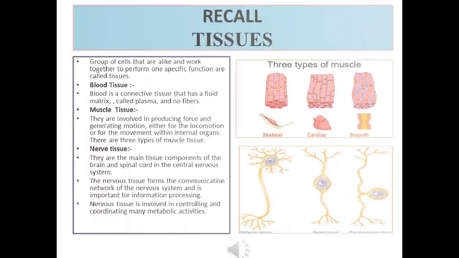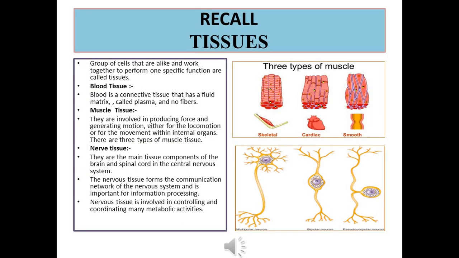The importance of tissues and its different types. Group of cells that are alike and work together to perform one specific function are called tissues. Blood tissue. Blood is a connective tissue that has a fluid matrix, called plasma, and no fibers. Muscle tissue. They are involved in producing force and generating motion, either for the locomotion or for the movement within internal organs. There are 3 types of muscle tissue.